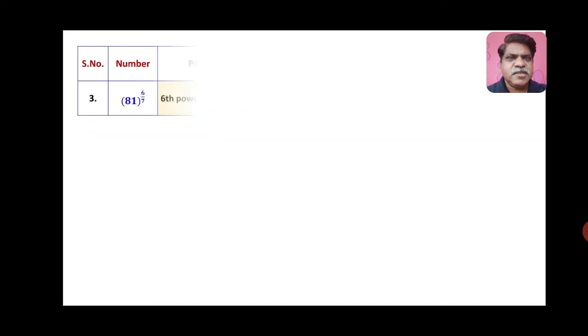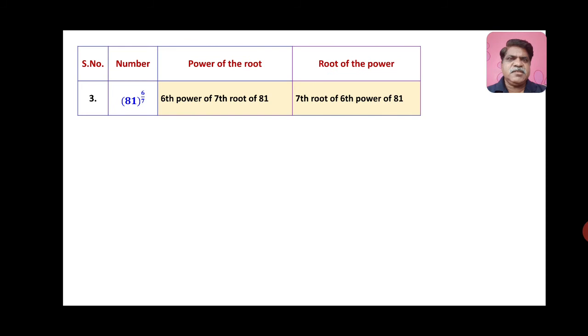So friends, let us continue with the third problem. It is 81 raised to 6 upon 7. In the power of the root form, it is written as 6th power of 7th root of 81, or in the root of the power form, it is expressed as 7th root of 6th power of 81.